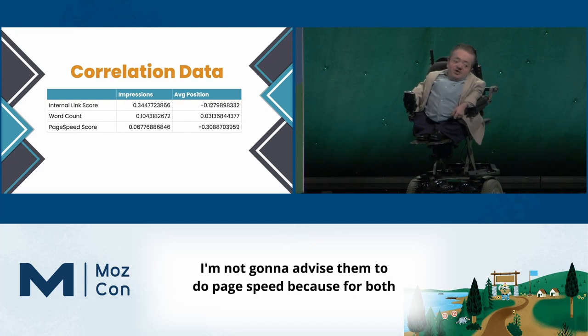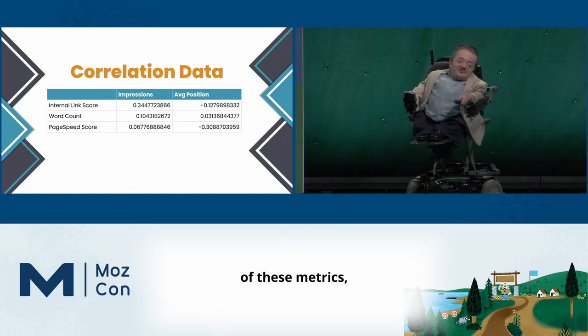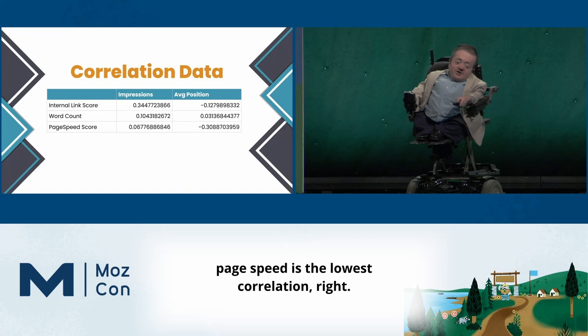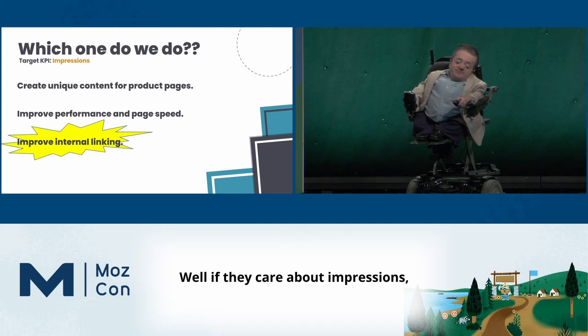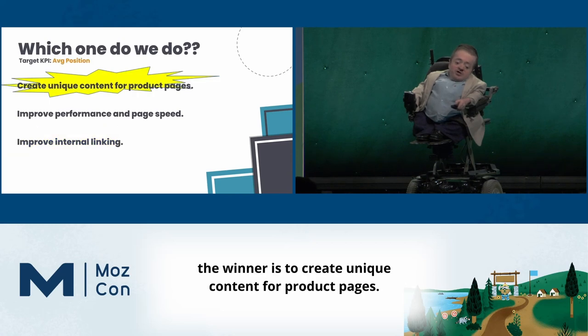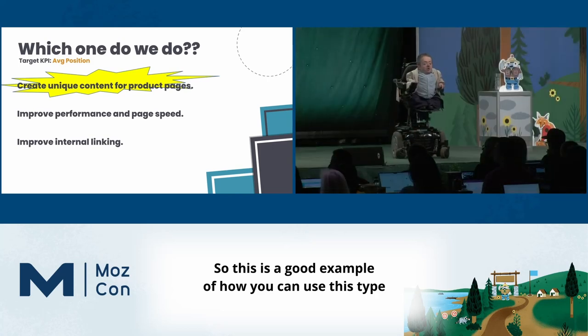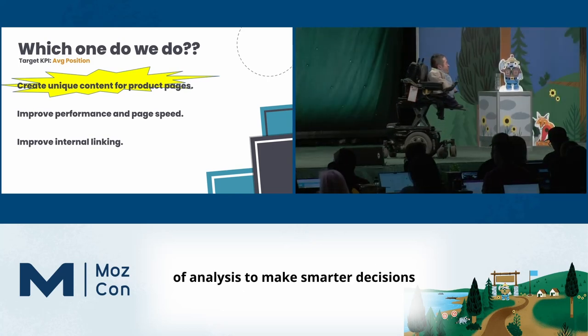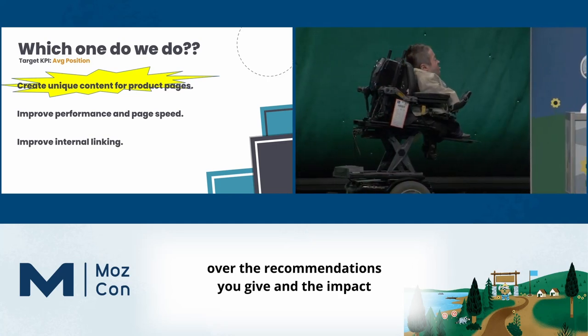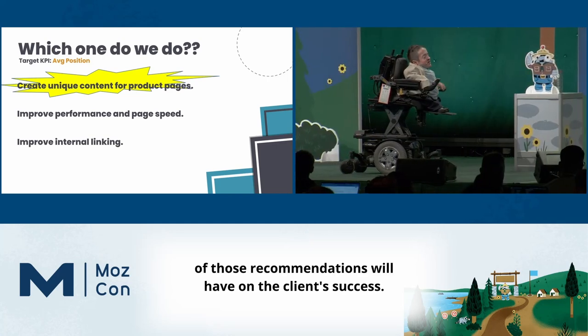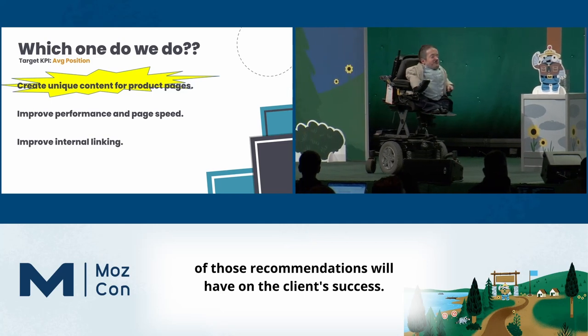I'm not gonna advise them to do page speed, because for both of these metrics, page speed is the lowest correlation, right? We can take a look here, which one should I choose? Well, if they care about impressions, the winner is improve internal linking, because that internal link score has the highest correlations to impressions. If they care about average position, the winner is to create unique content for product pages. So this is a good example of how you can use this type of analysis to make smarter decisions over the recommendations you give and the impact that those recommendations will have on the client's success.